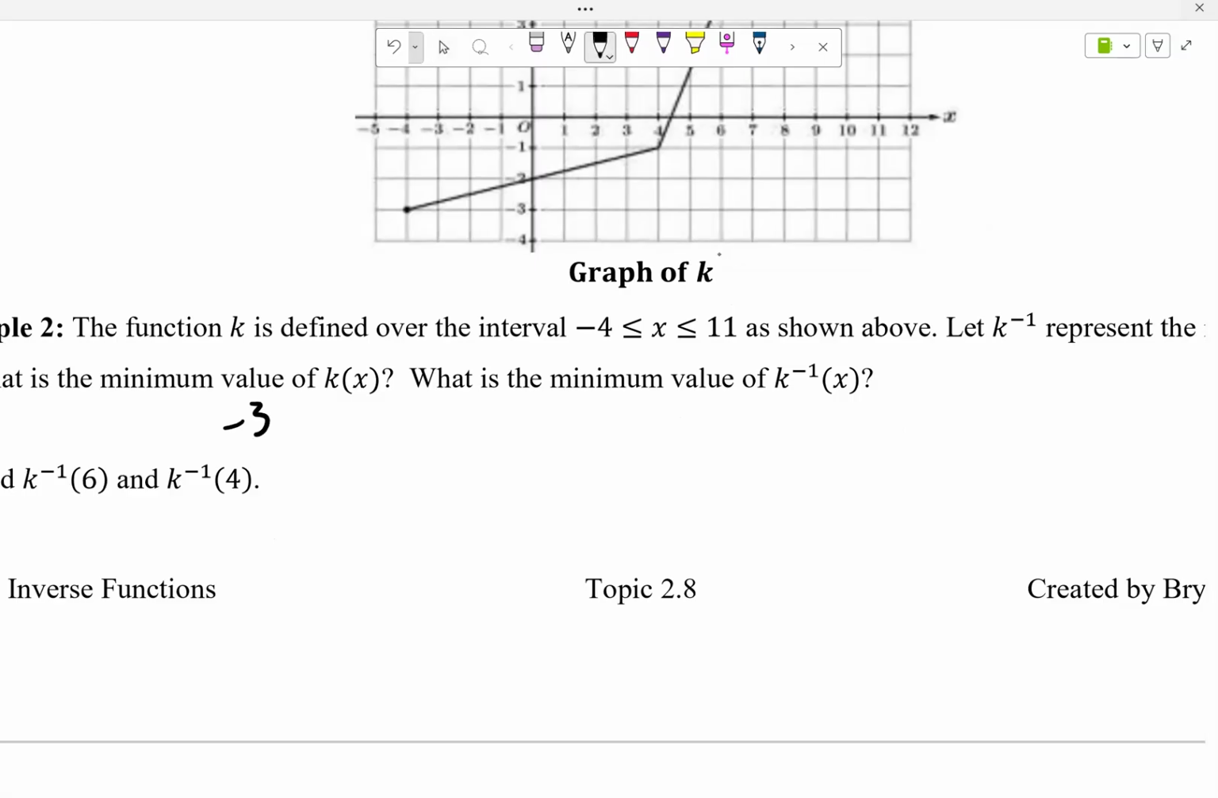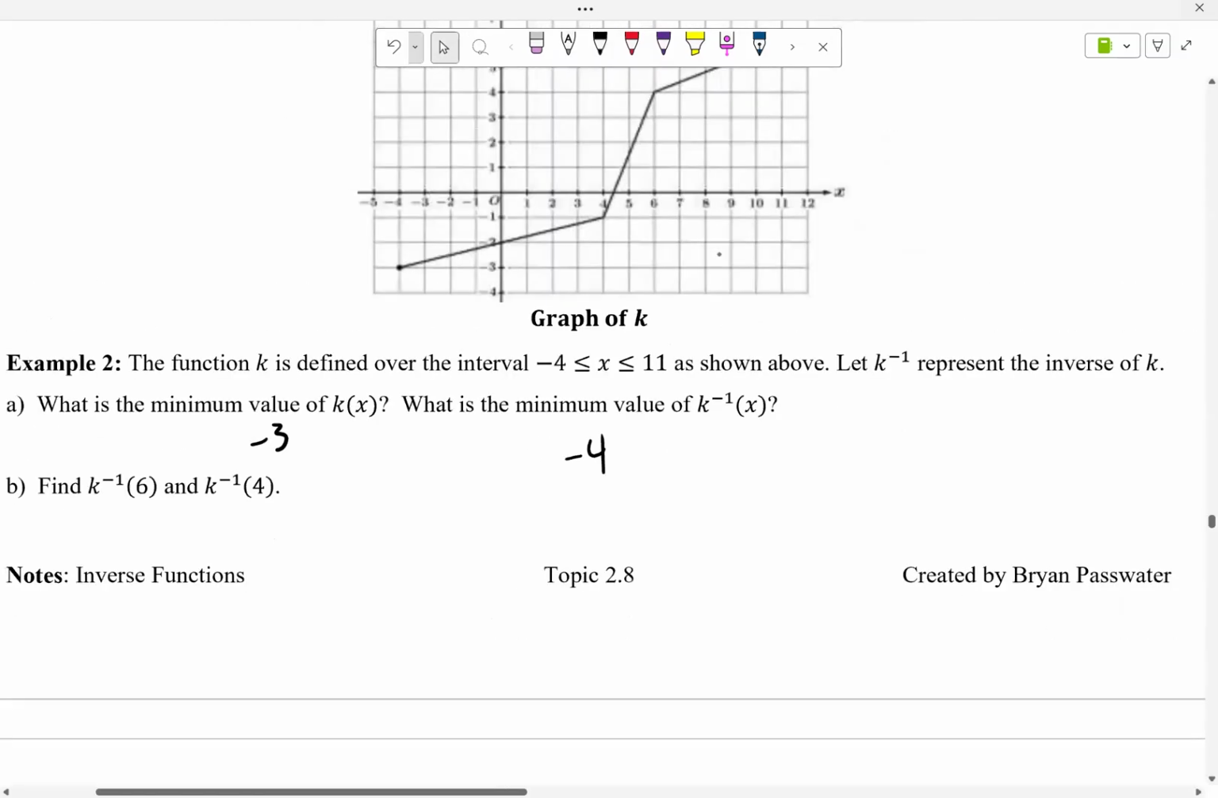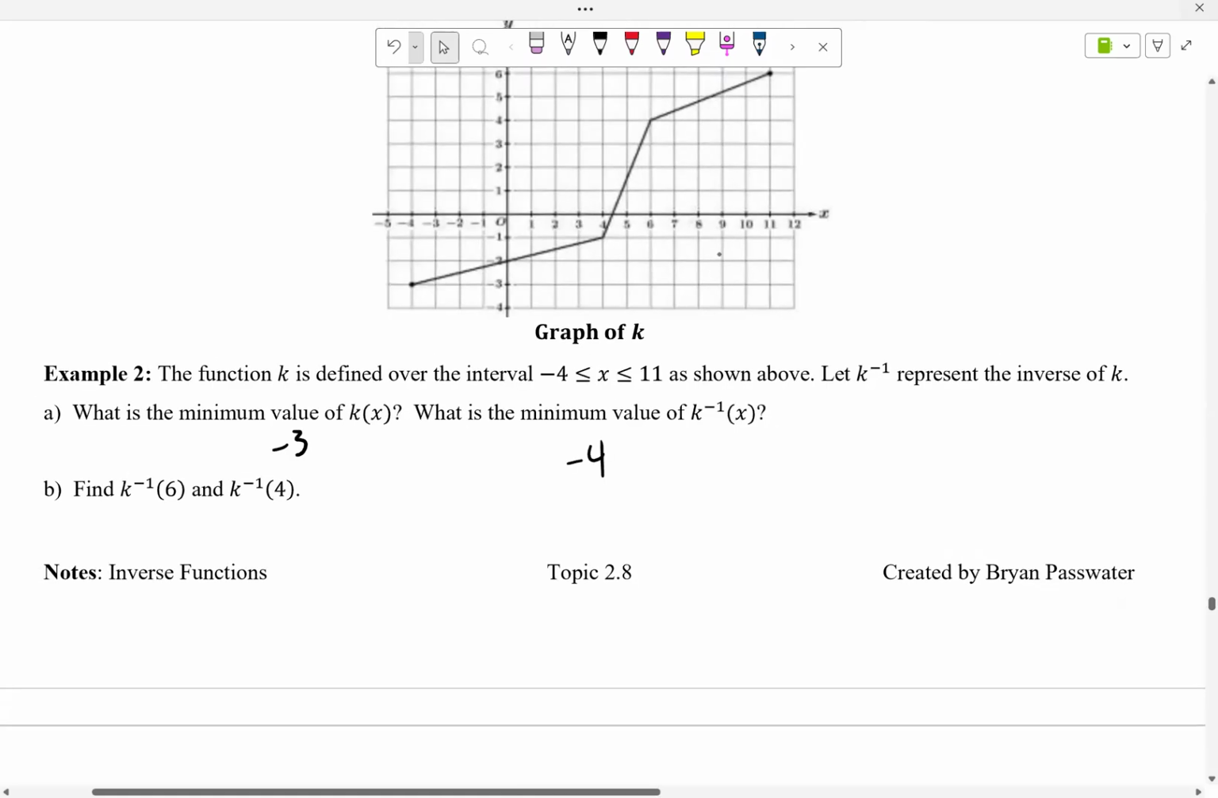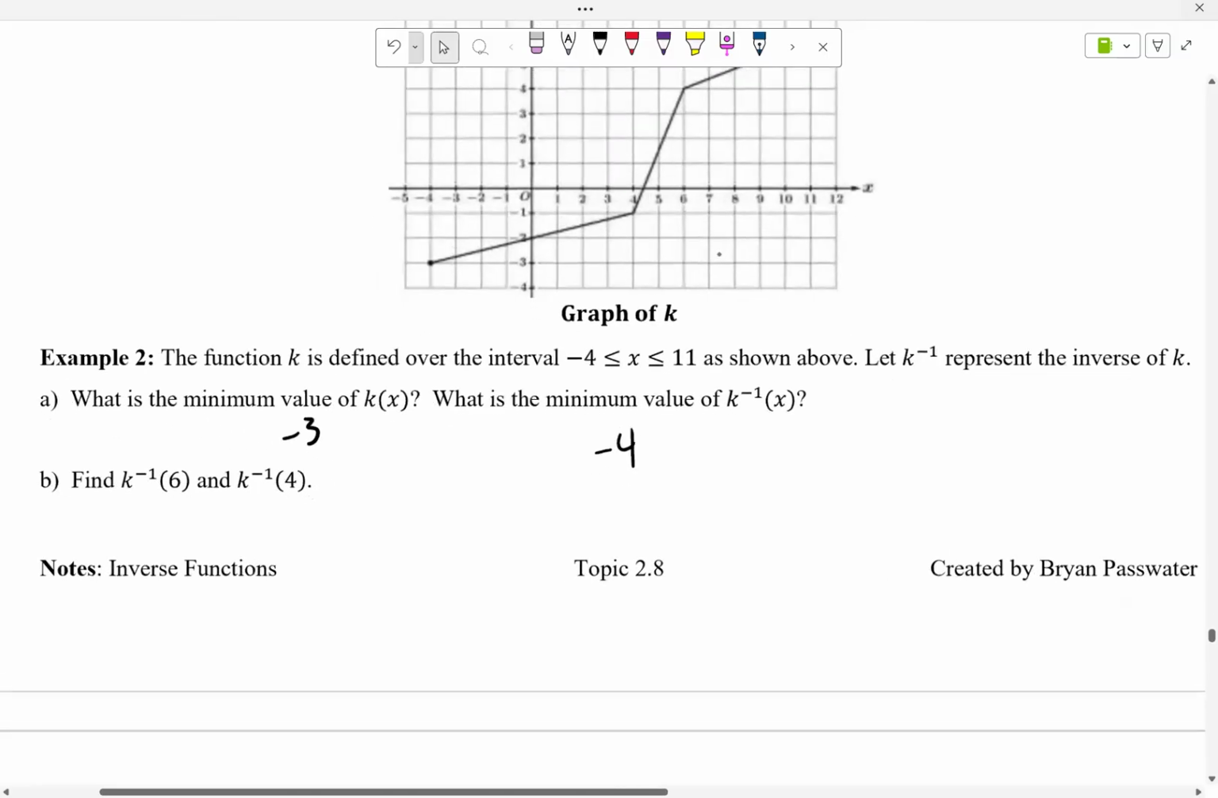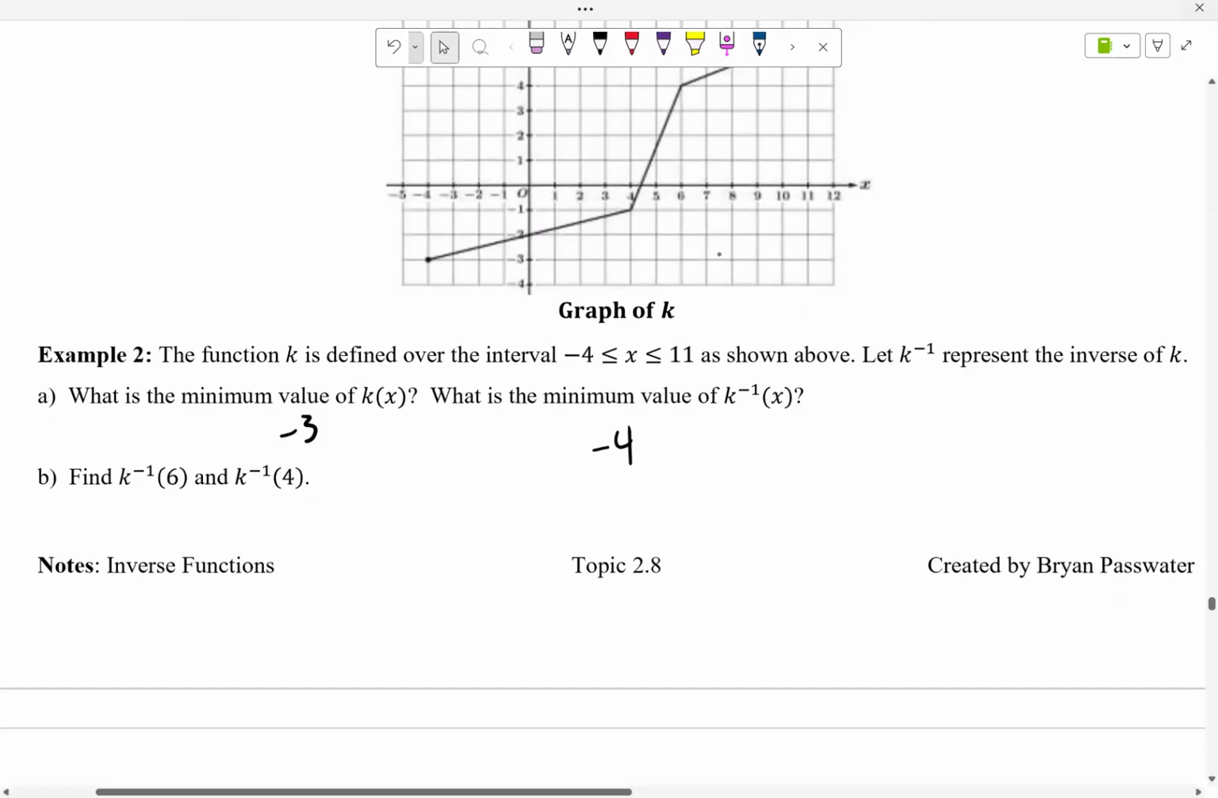It's not k of -1, it's k inverse of x. I think I saw more -4s than anything. Would anyone like to explain how they got that, or if they don't think it's that, what you think it is and why? Yes, Nia? I just looked at the smallest x value of k of x, and it's -1, since the inputs and outputs switch. Okay, so you looked at the smallest input of the actual function. Does that make sense?